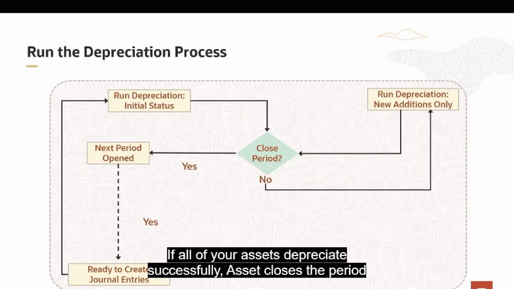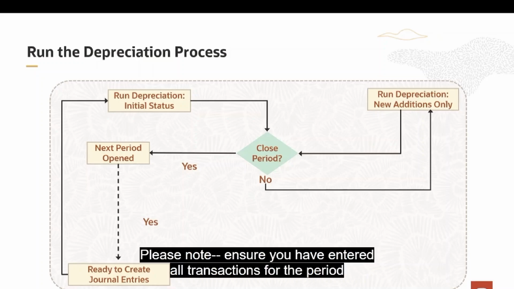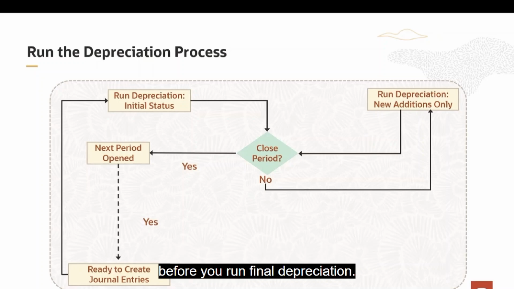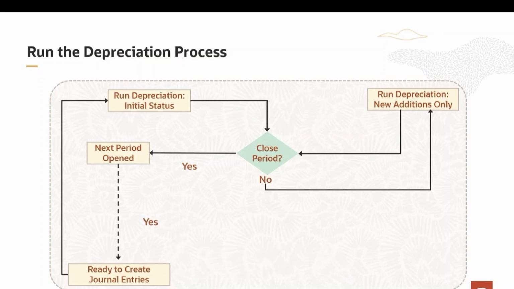If all of your assets depreciate successfully, Asset closes the period and opens the next period. Please note, ensure you have entered all transactions for the period before you run final depreciation. Once the process closes the period, you cannot reopen it.